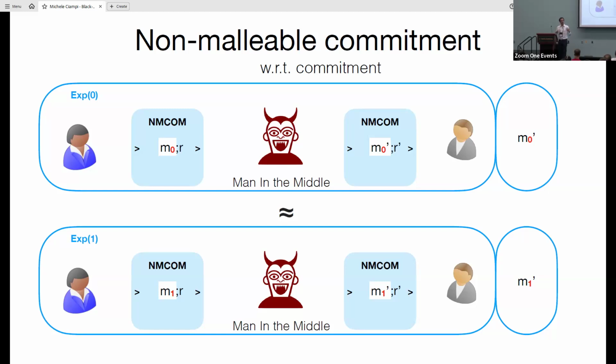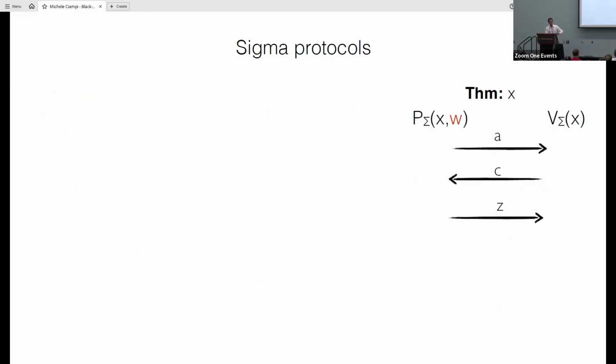And the idea is that if you have this indistinguishability, at a high level, this means that what the adversary is committing is unrelated to what the adversary is receiving as a commitment in the left session from this blue party, that is the committer, okay? So this is the first main tool.